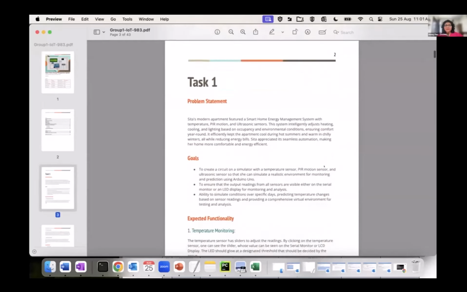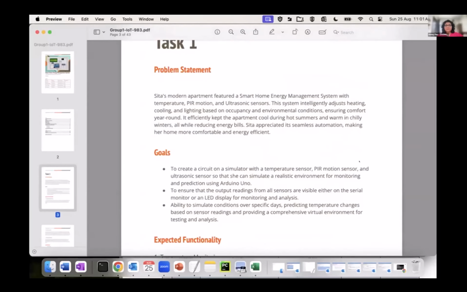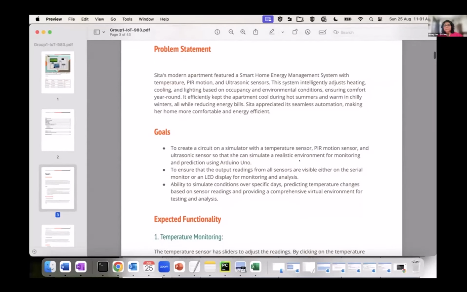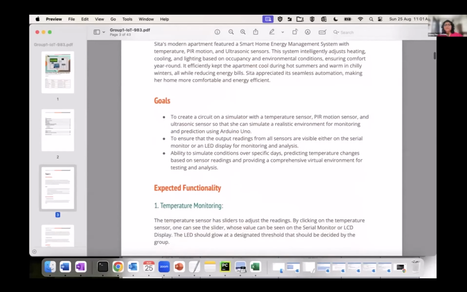So starting with task 1, the problem statement was a use case wherein Sita wanted to have a smart home management system. This system should adjust heating, cooling, and lighting based on the occupancy and environmental conditions, and it should also ensure efficient usage of energy throughout. So the goals were to ensure that there was a simulator with sensors which would simulate all sorts of motion, temperature changes, or distance changes as a person moves around the room. And then the LEDs should glow or turn off as per the motion. Then we were also supposed to display the readings from all sensors on the LCD.